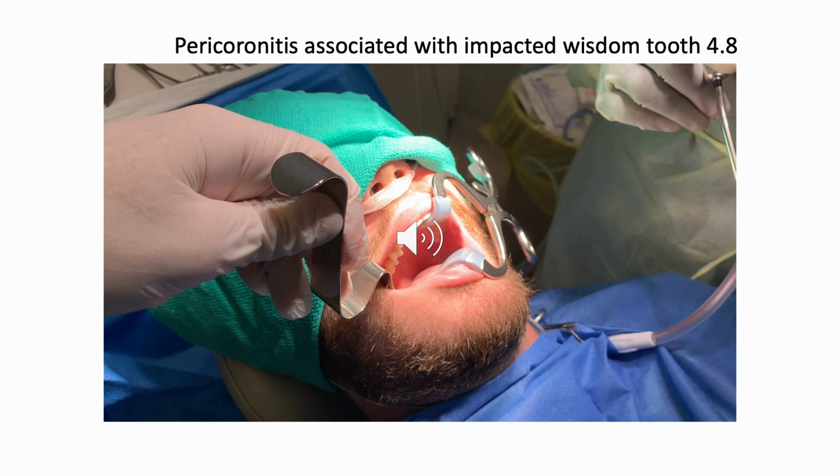Here we can see pericoronitis associated with impacted wisdom tooth 4-8 that wasn't taken out in a prophylactic fashion. So this patient needs this tooth taken out ASAP, incision and drainage, and coverage with at least a week of antibiotics and regular follow-up to make sure that they're getting better.